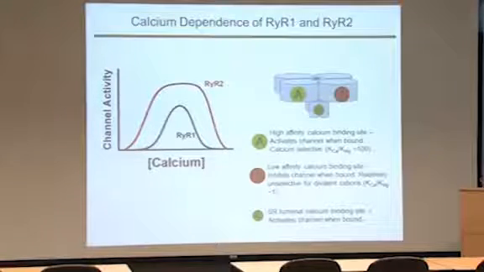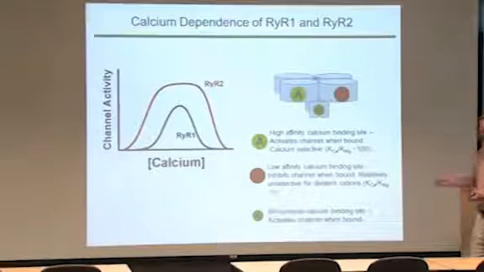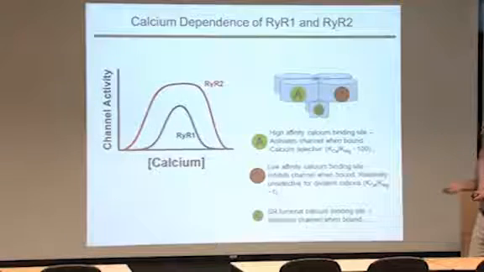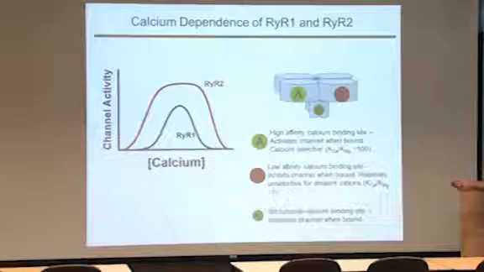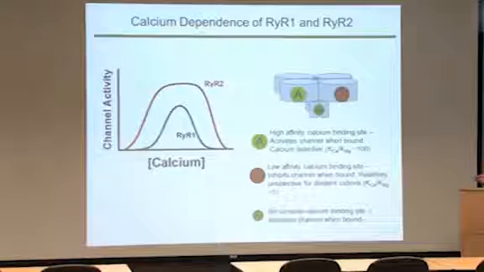So ryanodine receptor type 1 has this biphasic calcium dependence, as does RYR2. RYR2 has a higher activation by calcium. So it's activated to a greater extent solely by calcium, and there's a broader calcium dependence. This is a bit exaggerated, but it gets the point across. This kind of makes sense since this channel is the one that's activated by calcium in the heart, whereas RYR1 is activated mainly through this physical mechanism.